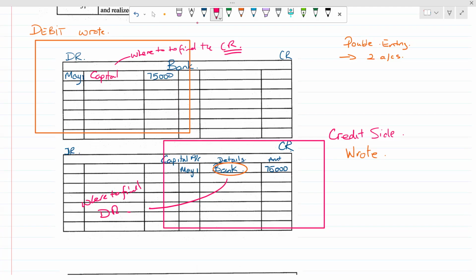This is the account name. This is the account that is being debited or credited. The name of the other account involved is what is going here. You can't put back the same name here. You're already writing in the bank account or you're already writing in the capital account. So if I write in the bank account, in the details I need to write the name of the other account that is involved. Clear now?